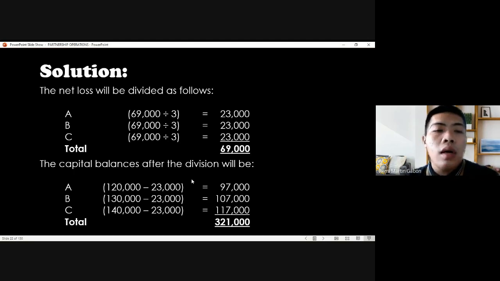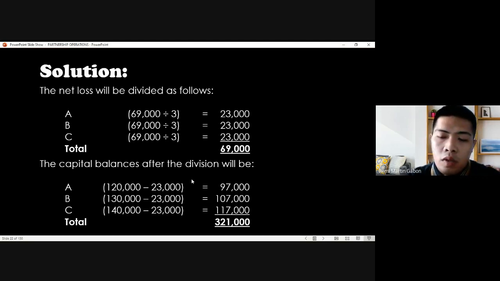So after the division of the loss, the capital balances of each partner will be decreased by equal amounts of 23,000 each. So for A, after the division of the loss, we can have 97, then 107 for B, and 117 for C, in thousands. So 390 minus 69,000, we can have it as 321 net total.